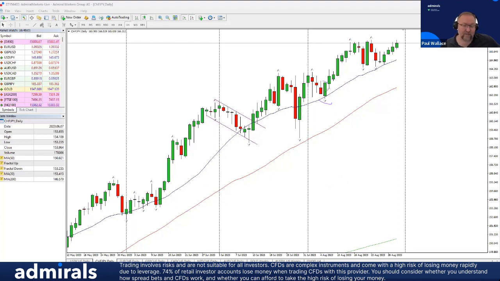Now, what we didn't have, this was a rejection candle, but it wasn't a pin bar, it wasn't an engulfing candle, it wasn't a key reversal candle.